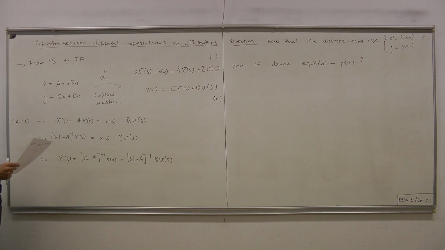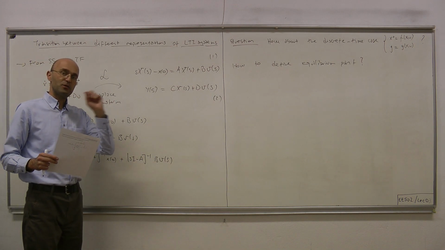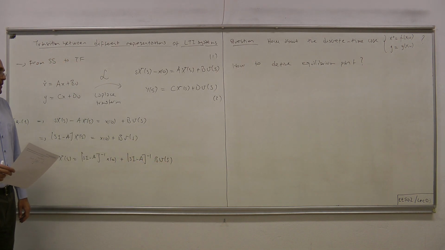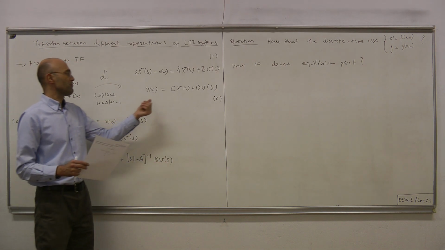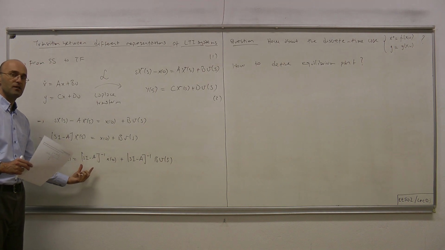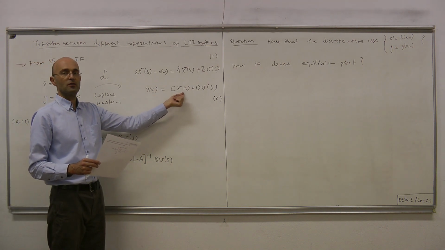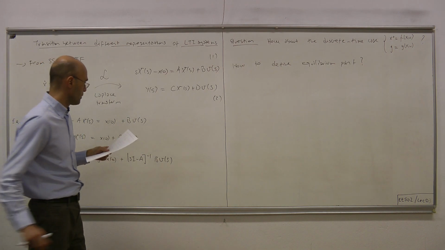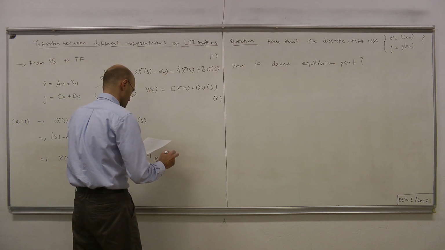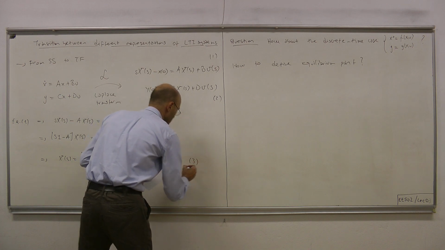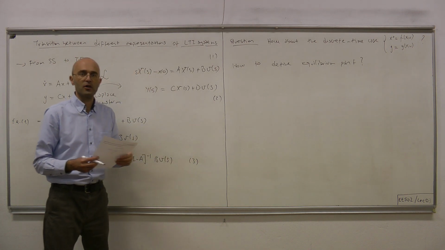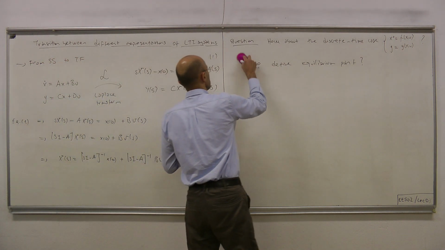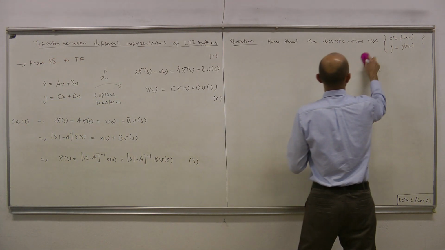Okay, and then since what we want is a relation between the output and the input, next we plug this expression into equation 2, where we see X of s. So let's do that. Let's call this equation 3. And then we're going to combine equation 2 and equation 3. We will assume that the initial condition is 0, and then that will give us the transfer function.